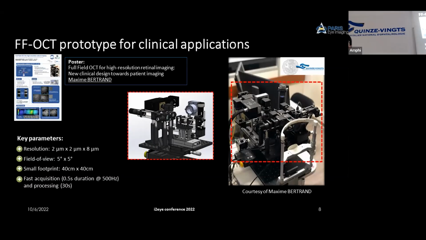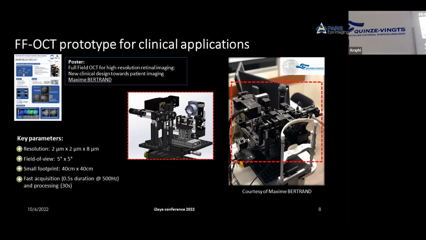And from yesterday's talk by Maxime, he showed that full field OCT is quite promising for clinical applications. So we can have high 3D resolution, and we can have a large field of view of 5 degrees. And the system can stay very compact, at around 40 centimeters. And also thanks to the high frame rate camera, we are able to have very fast acquisition.